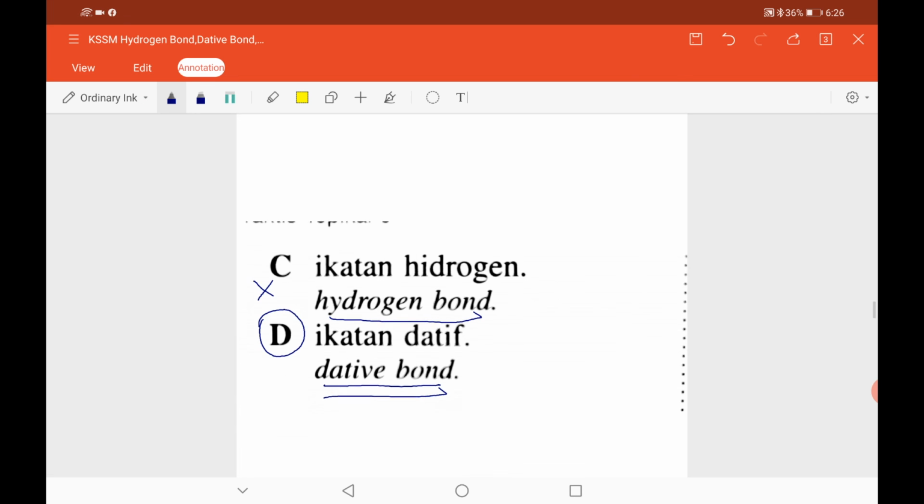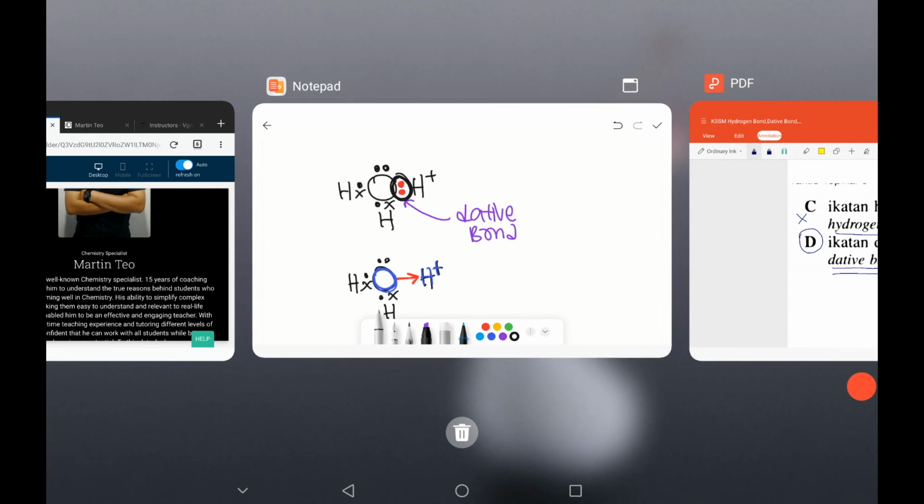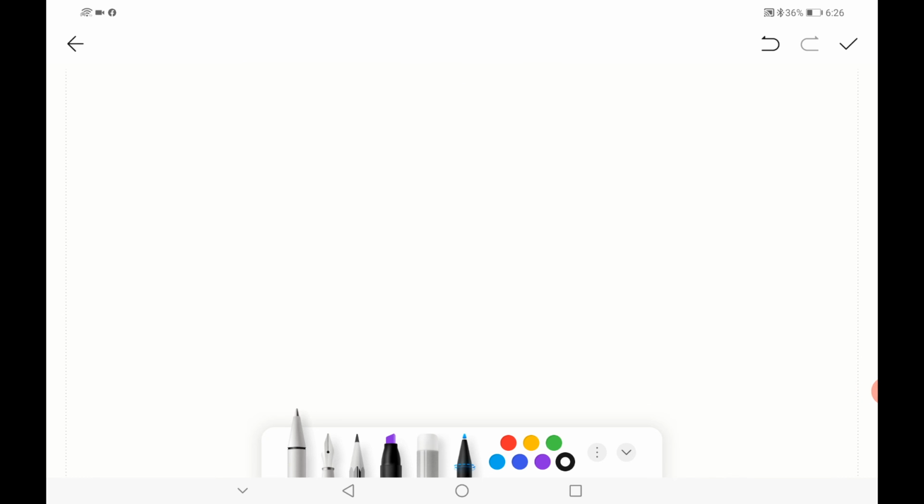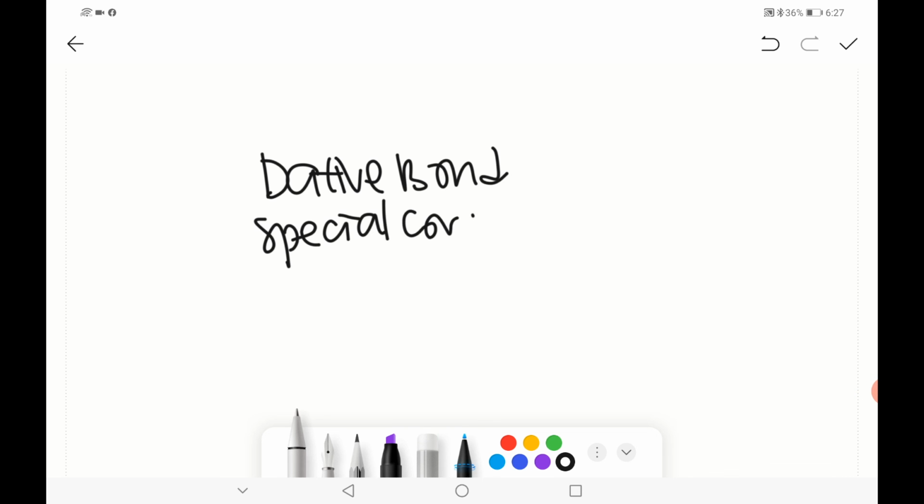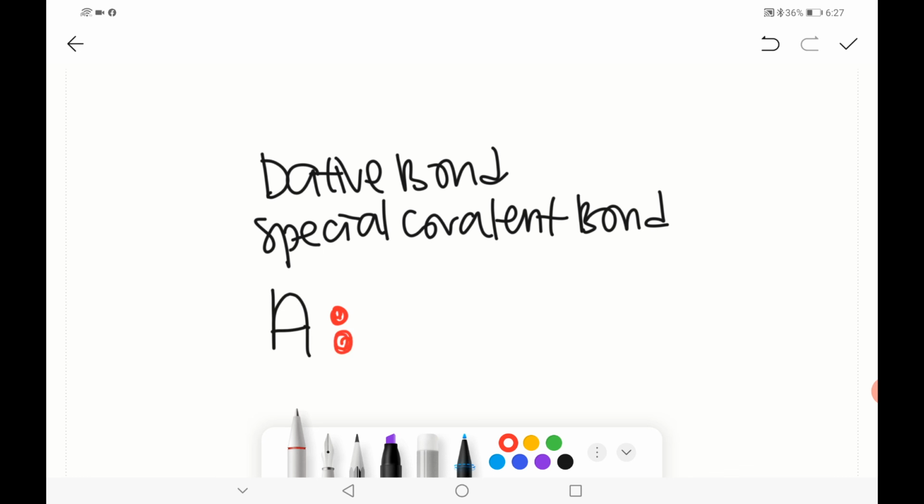So a very quick summary that we need to know. Dative bond is actually a special covalent bond. So they still share electrons though. The only difference is that in dative bond, one party shares 2 electrons, and the other party no need to share anything. So one party shares 2 electrons, one party no need to share anything. So that is dative bond.